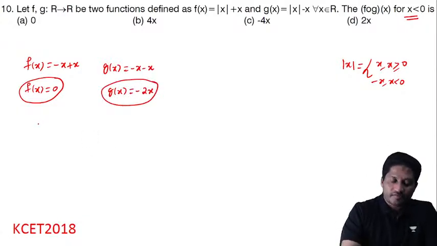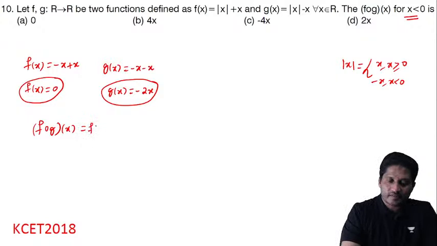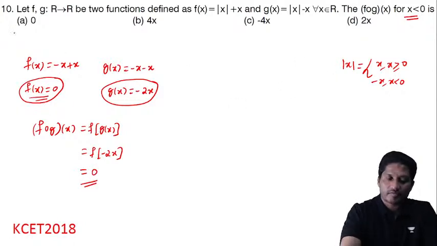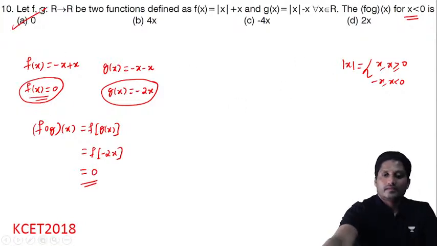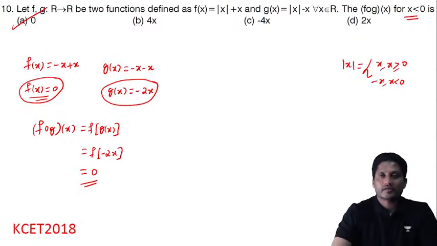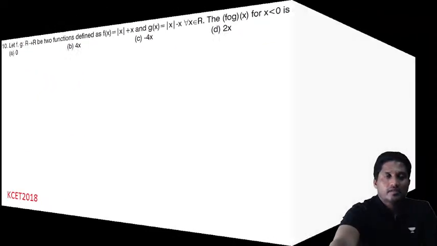Now I'll take f circle g of x. F circle g of x is equal to f of g of x. So this f I'll keep as it is, g of x is minus 2x, and f of x is 0. So this means that f of minus 2x is also 0. The answer will be option A. It's a conceptual question on compositions.